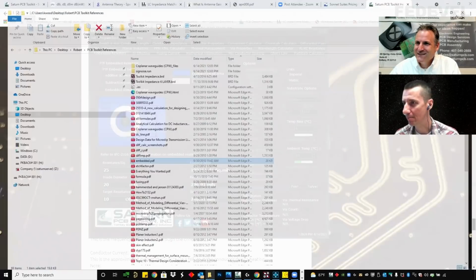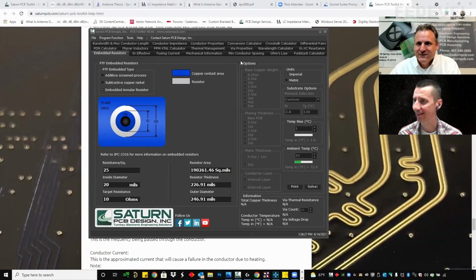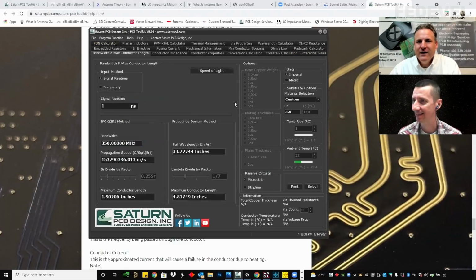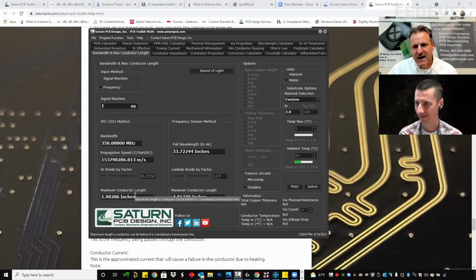Yeah. Bandwidth and max conductor length. The very first one. This one is a little complicated. You do want to look at the 2251. What this is saying is maximum conductor length, the maximum length the conductor can be before it is considered a transmission line.